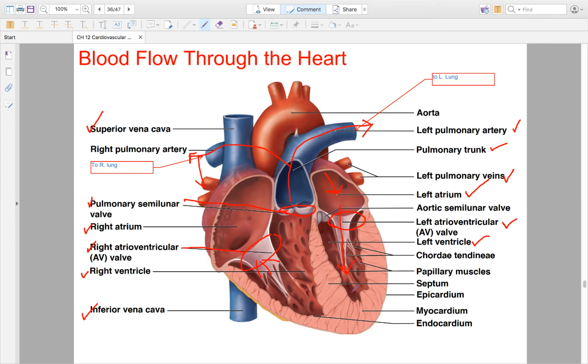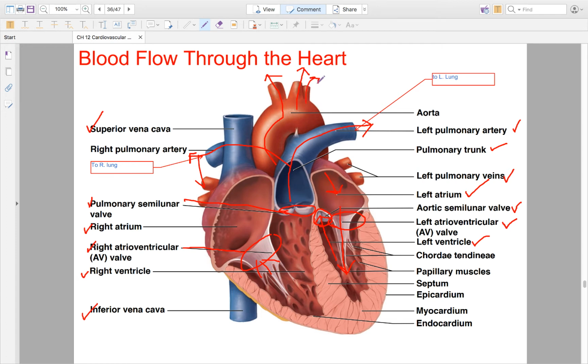Okay, and inside of the left ventricle, we have another valve. Okay, and this is one of the semilunar valves. This is the aortic semilunar valve. Okay, so let's go ahead and show that. The blood will push through the aortic semilunar valve and it will move into the aorta, and then of course from the aorta out to the body.